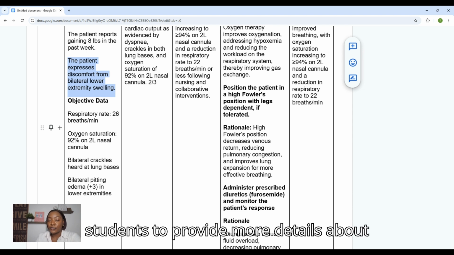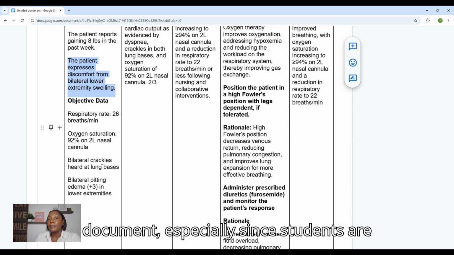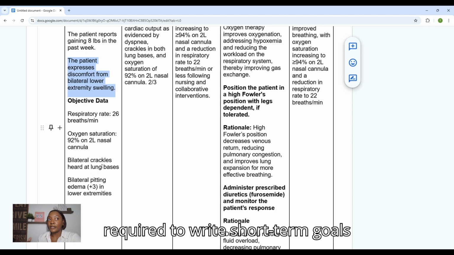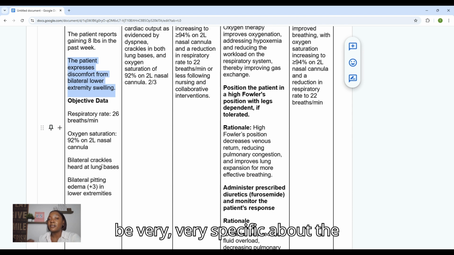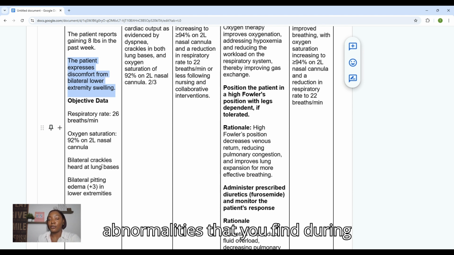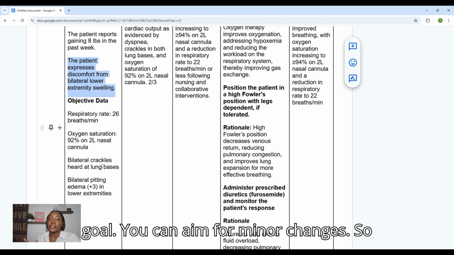I ask students to provide more details about the adventitious sounds that they document, especially since students are required to write short term goals in exams. So you want to be very, very specific about the abnormalities that you find during assessment so that you are able to write about minor changes in your goal. You can aim for minor changes.